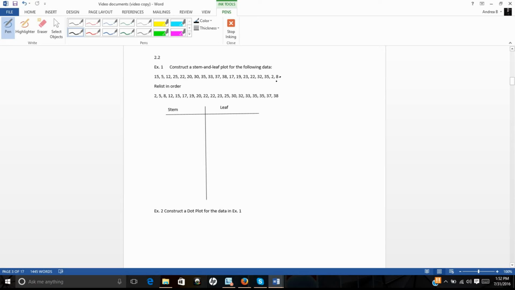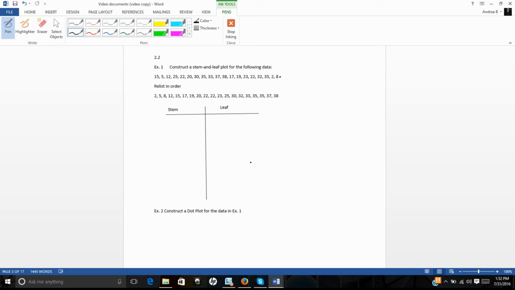Make sure whenever you are relisting them in order on your own for your problems, you do get all the numbers accounted for. A good way to do that is to count to make sure you have the same number of values in your list as there were to begin with. It's easy to accidentally forget a number or miss it when you're trying to get them back in order.